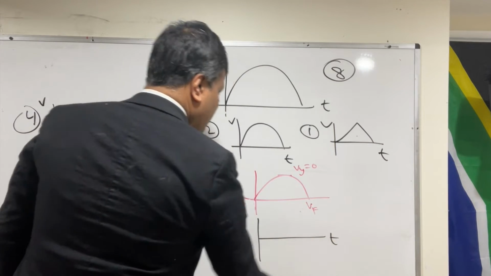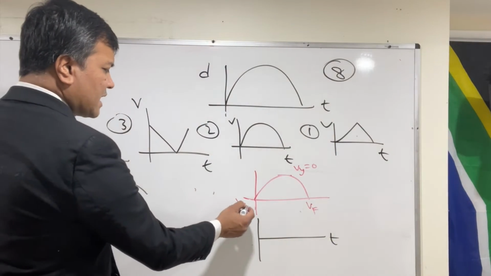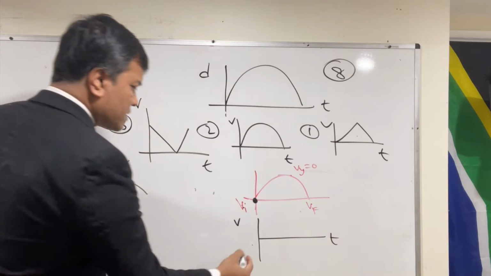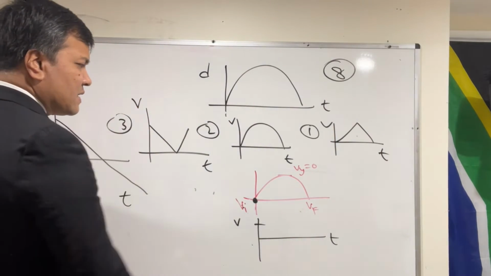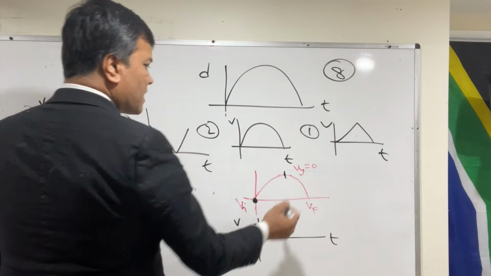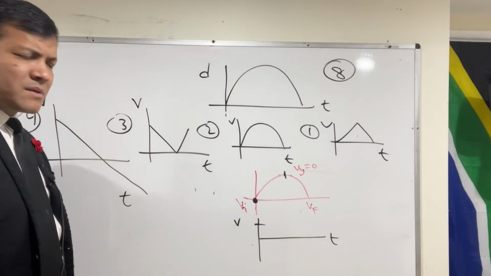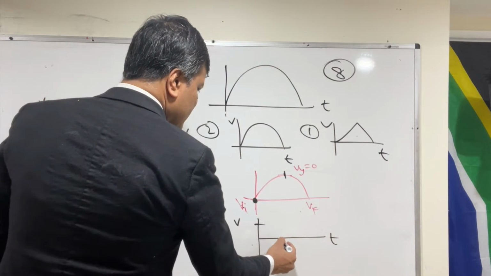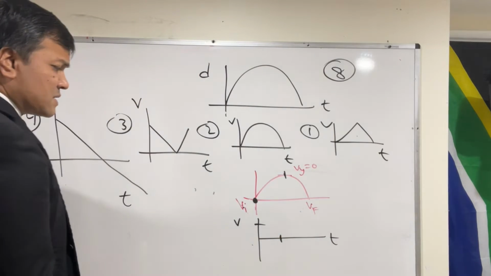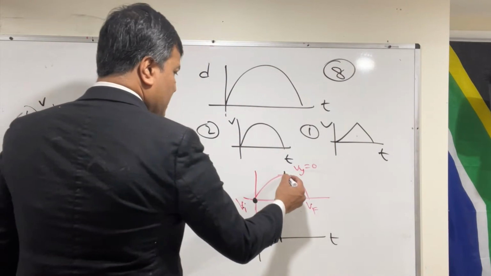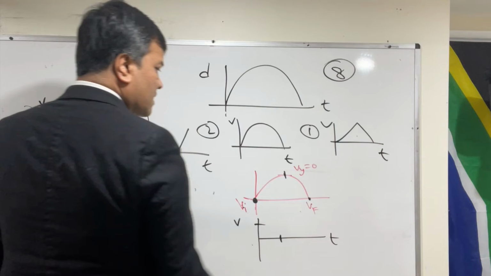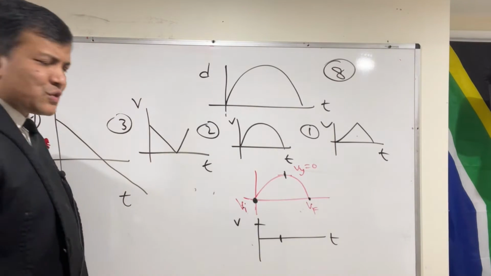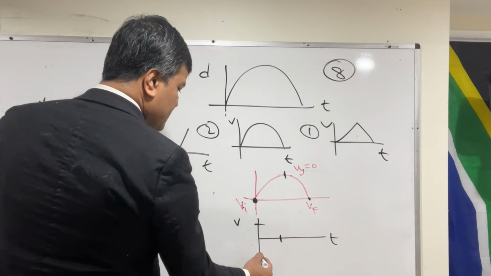VT graph, right? Okay, initial velocity, let's say 5. Final velocity at some time t, or t equal to 2 seconds. This is your final velocity. Final velocity must be 0. Right here the velocity is 0. Over here this is equal in magnitude, opposite in direction. If this is 5, this has to be negative 5.